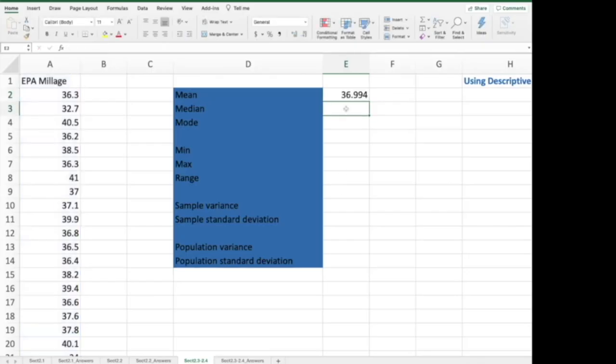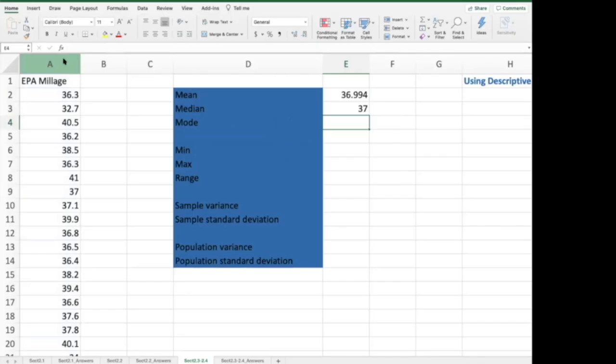Okay, same thing for the median. So it's equal MEDIAN. You have the function here. Then select the first column, so you have the median. As I said to you, you don't need to order the data. It's already ordered in the background.